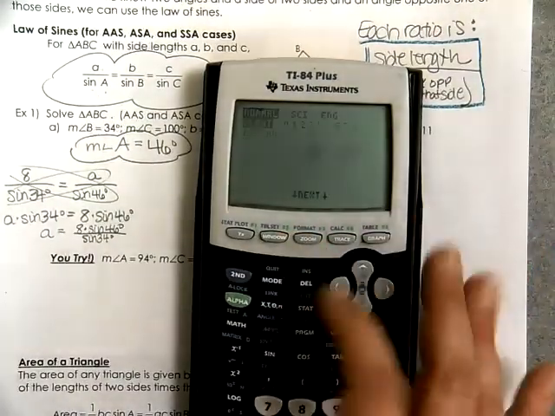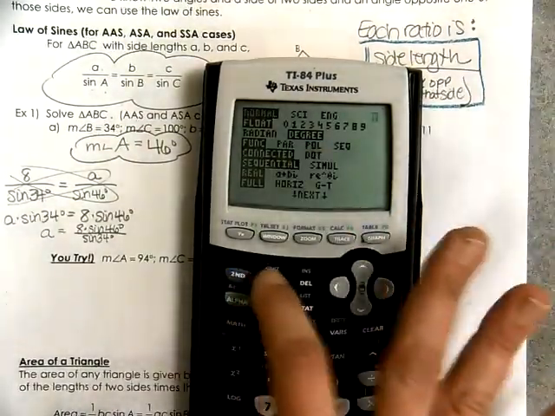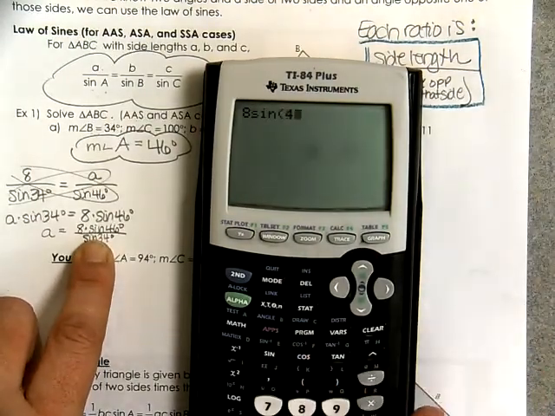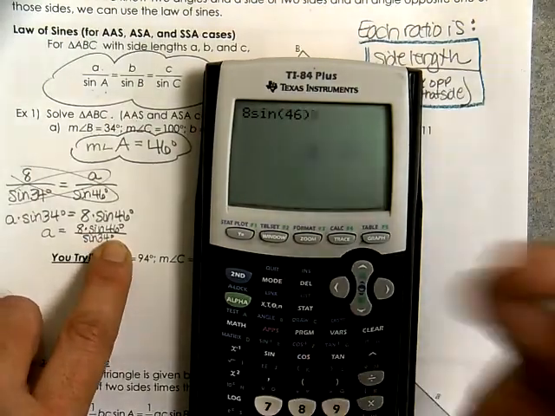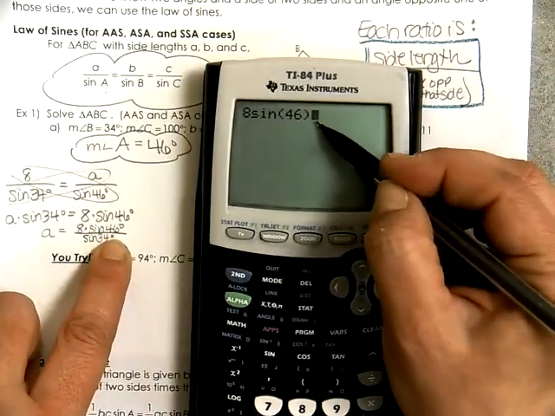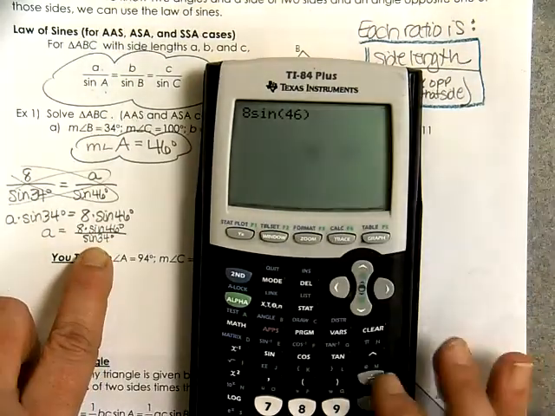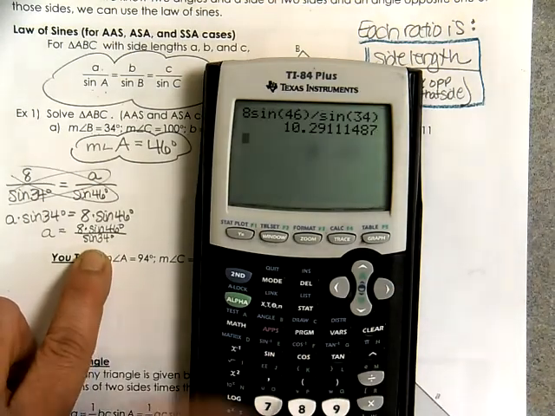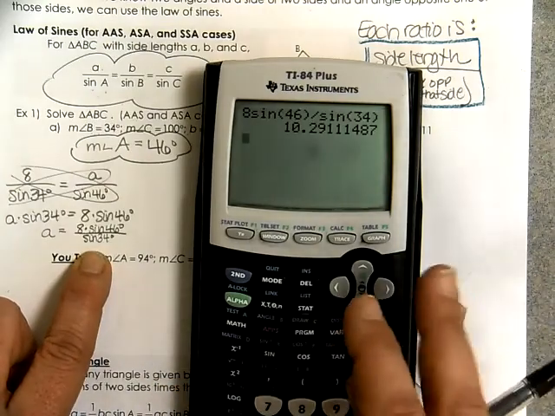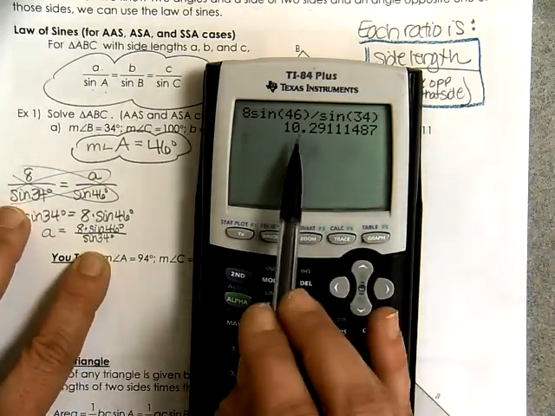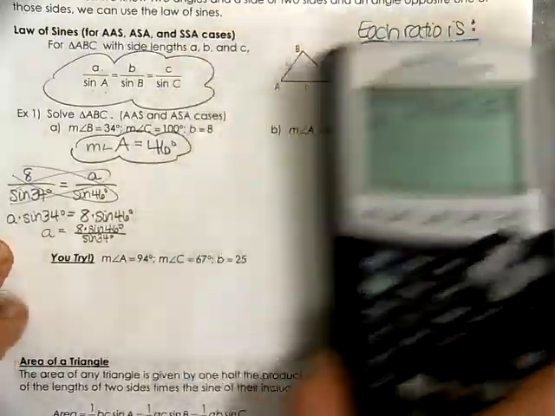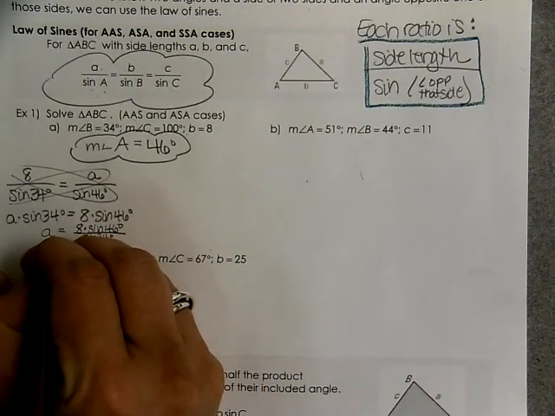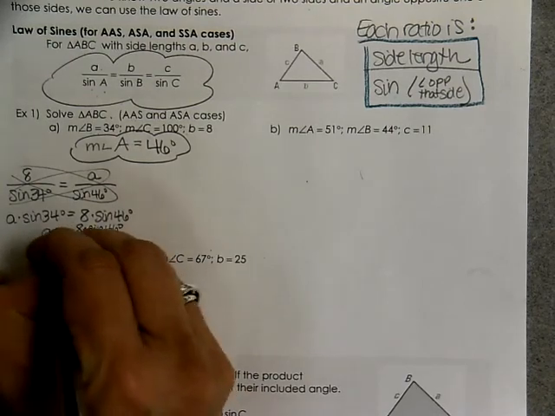So let's make sure that my calculator is in degree mode. Okay, that's nice. And then let's just put all this in. We're going to take 8 times the sine of 46 degrees. We only want it to take the sine of 46 degrees, so please make sure to close your parentheses. And then we'll divide that by the sine of 34. And let's round to the nearest tenth, and that gives me about 10.3. So I know that my side A is about 10.3.